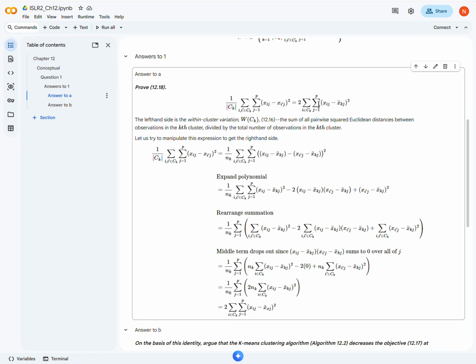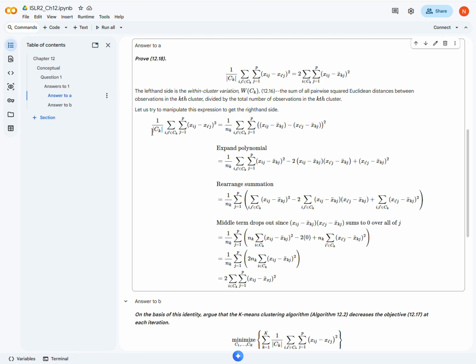And what this identity is saying is that we could also find the difference between each data point in a given cluster and the mean of that cluster, and that those two things would be equal. Okay, or at least these two expressions. So 2 times, instead of 1 over the number of observations in the cluster.